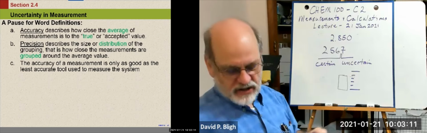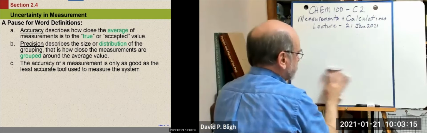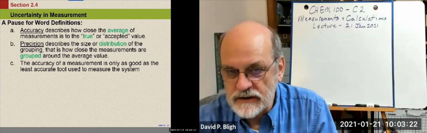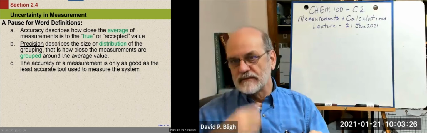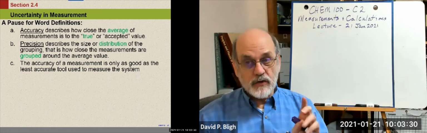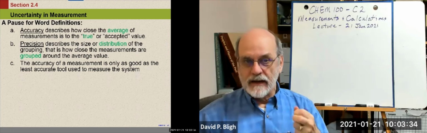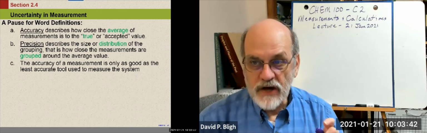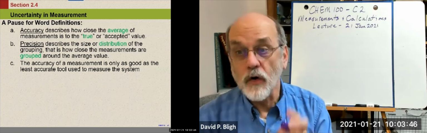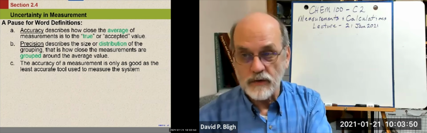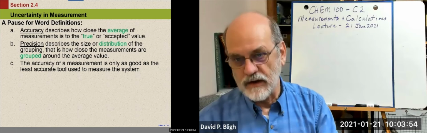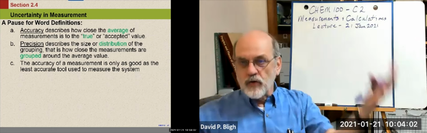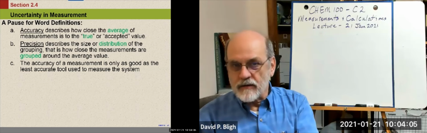Okay, so more definitions. In popular media, these two words, accuracy and precision, are treated as interchangeable. They mean the same thing. In the sciences, they mean two entirely different things. Accuracy is an expression of how close your measurement is to the true value, if you know what the true value is. Otherwise, if you don't know what the true value is, how close is it to an accepted value? And that's more common. An accepted value may be an average of numbers that are agreed upon by a group of researchers. Right, so that's your accepted value. Now, how accurate is your measurement?